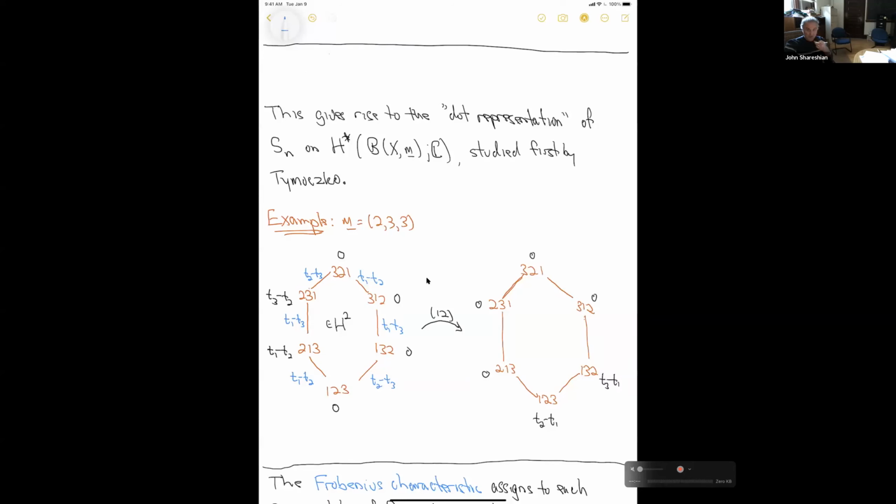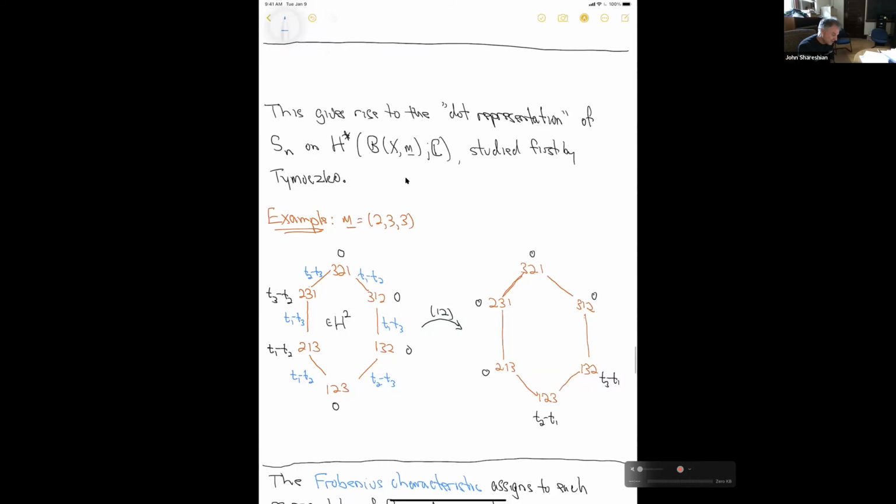And this is the so-called dot representation, right? This gives an action of Sn on cohomology. I just want to gloss over the equivariant versus non-equivariant part. This is the dot representation. This was studied first by Tymoczko, right? So this is an example of how the dot representation looks. Even though, as far as we know, this representation doesn't arise from an action on the manifold, here it is. There's a dot representation.